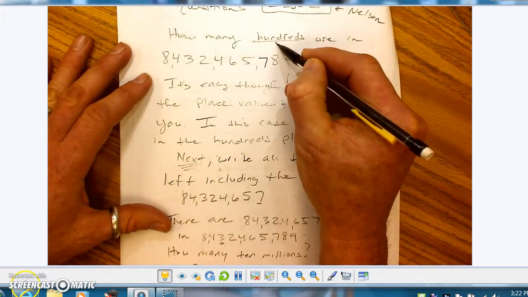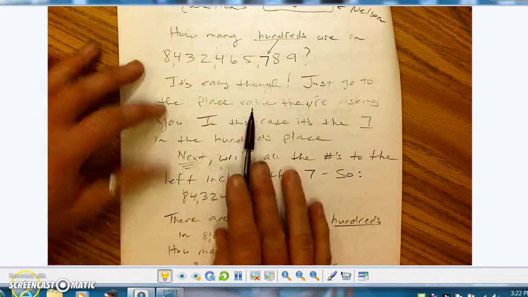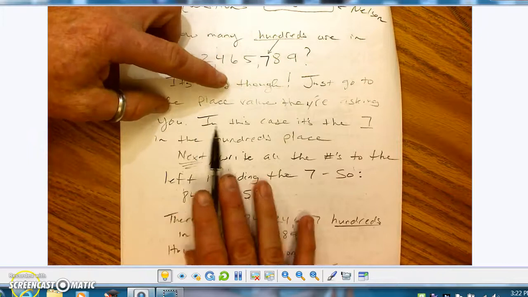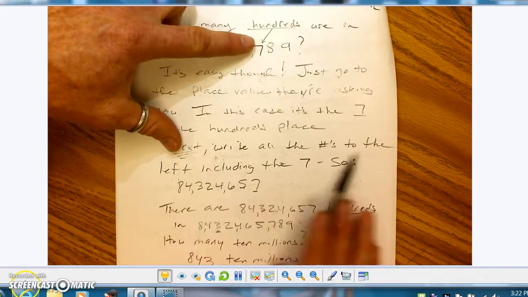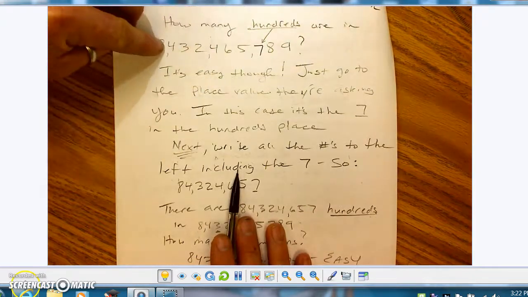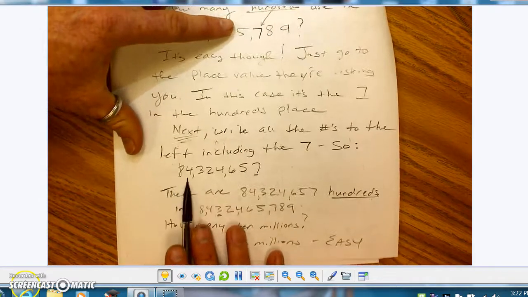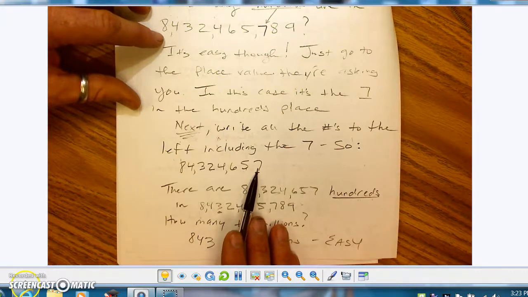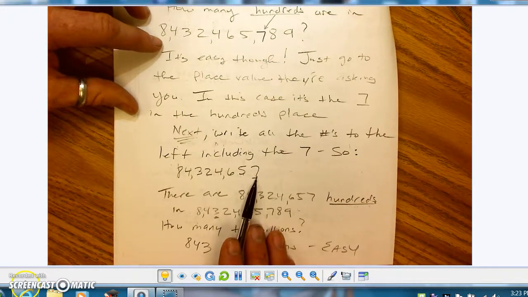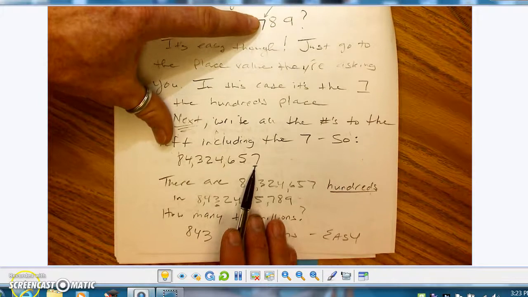So go to the hundreds place, which is this little 7 guy, right? Okay, just go to the place value they're asking for. In this case, it's the 7. Next, write all the numbers to the left. So 8, 4, 3, 2, 4, 6, 5. All right, so I'm going to write all that stuff down. 8, 4, 3, 2, 4, 6, 5. Boom. I'm going to put in my 7 because they were going to the hundreds place, right? So I write it all the way down to my hundreds place, and then that's it.